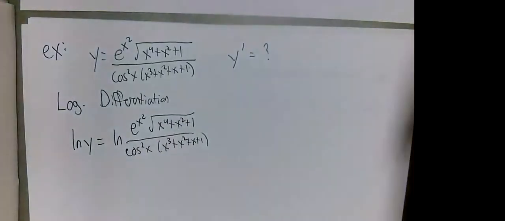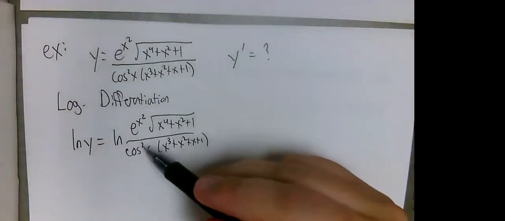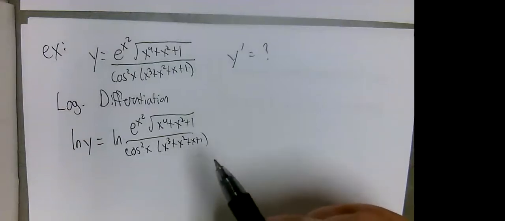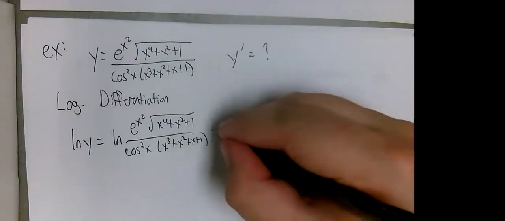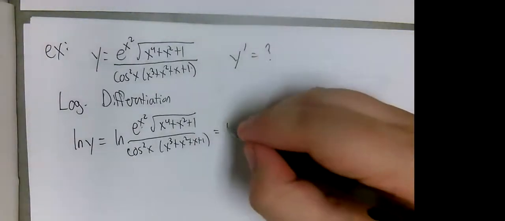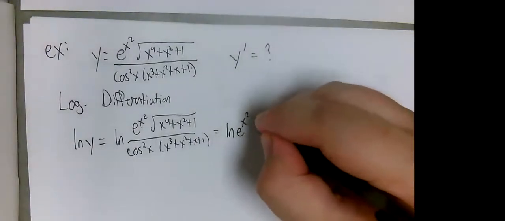Okay, now why did I do that? It almost seemed like I made everything worse. Well, like I was saying earlier, log rules are there to help us. And we have a bunch of multiplication and division inside our logarithm. This means that we could use log rules to split it up. So for example, I have these two things multiplied up here. Multiplication inside logs turns into addition of logs on the outside.